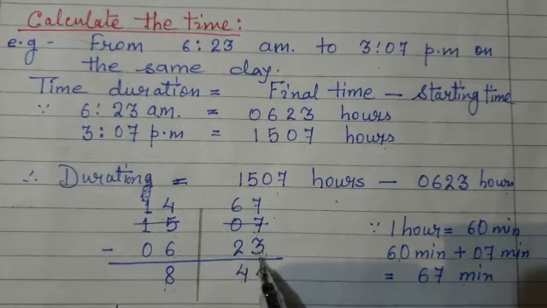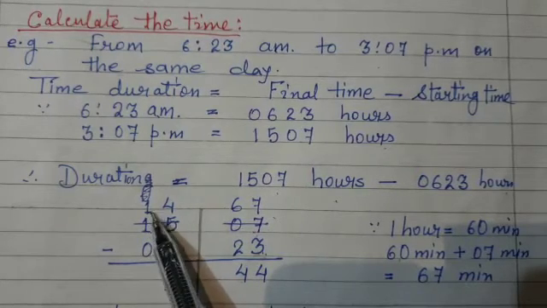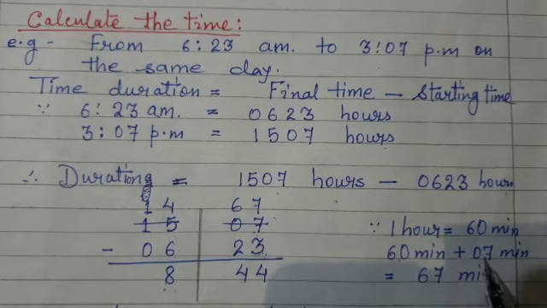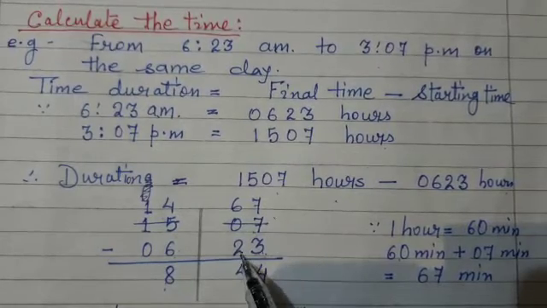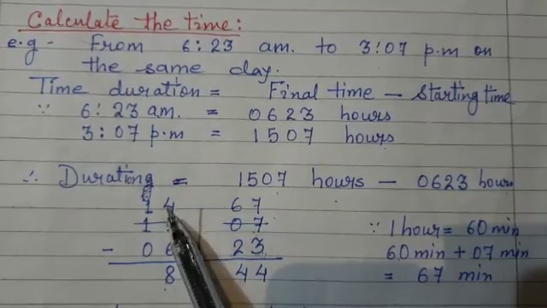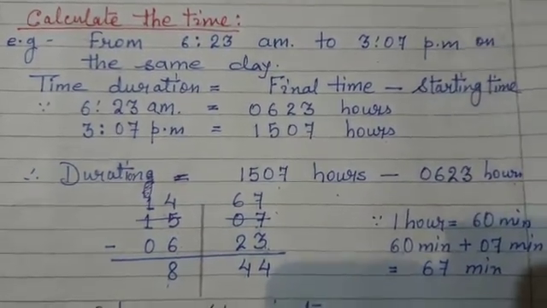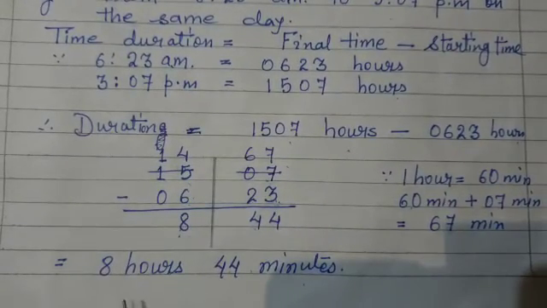Again 07 is less than 23, so we need to borrow 1 hour. 1 hour we are borrowing from this 15, so it will now be 14, and giving it to the minute segment. So 60 plus 7 is equal to 67. So we need to write 67 here and subtract this 23 from this 67. Here we get 44, and 14 minus 6 we get 8. So finally it is 8 hours 44 minutes. So what is the duration? The time duration is 8 hours 44 minutes. I think it is clear to you. That's all in this video.